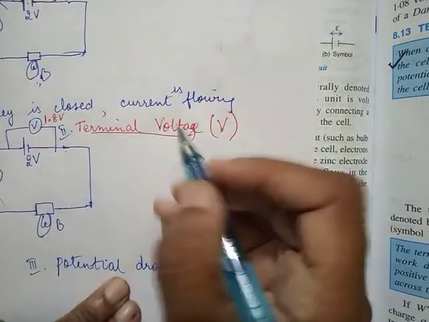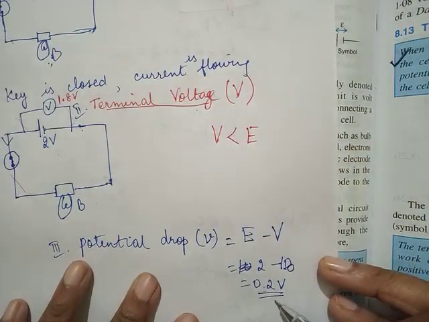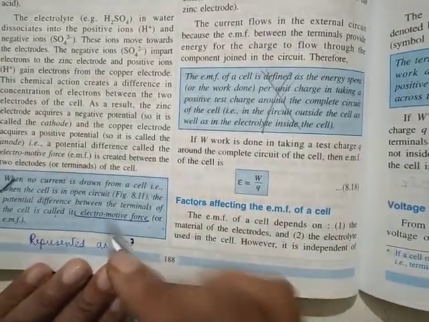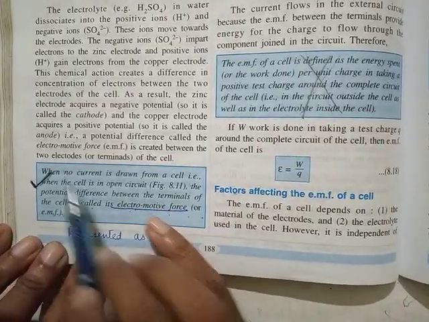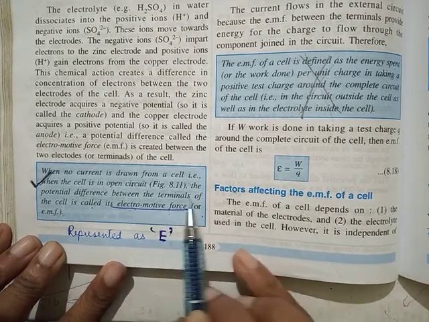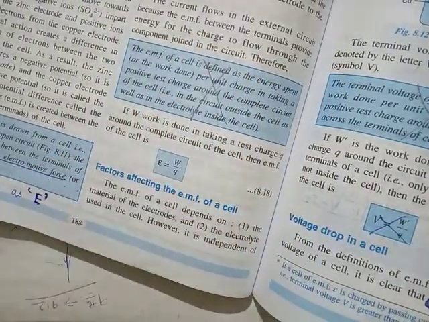Okay, children, so we have seen 3 terms: electromotive force, terminal voltage, and potential drop. So see these definitions. This is the definition of EMF. When no current is drawn from a cell, that is, when the cell is in open circuit, the potential difference between the terminals of the cell is called electromotive force. It is represented as capital E. You can strike off this definition, it's a little complicated one.